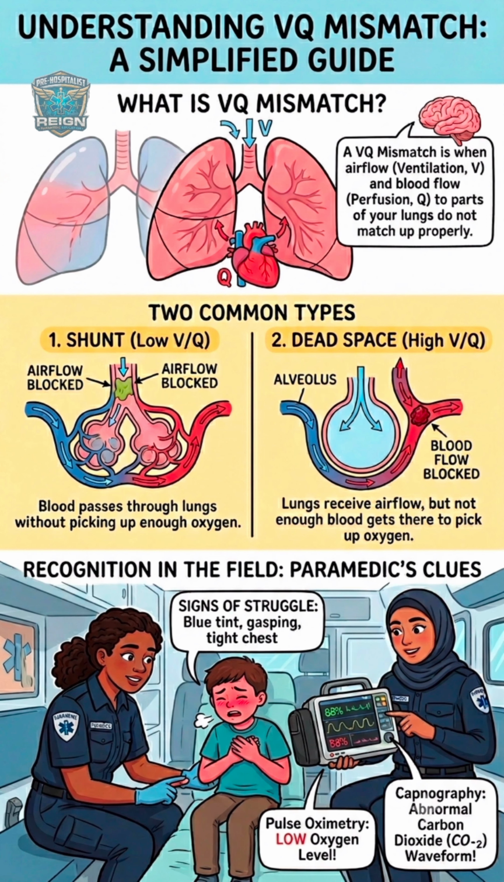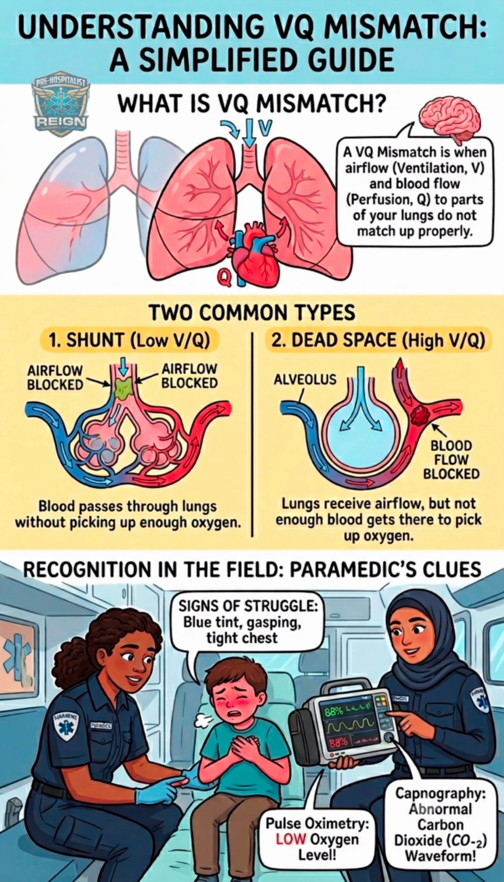Imagine your lungs are a highly efficient factory that makes one main product, oxygen-rich blood. To make this product, the factory relies on two separate conveyor belts that must meet perfectly in the middle. Conveyor belt V, ventilation. This brings oxygen, air, into the lungs when you breathe. Conveyor belt Q, perfusion. This brings blood pumping from your heart into the lungs to pick up that oxygen.